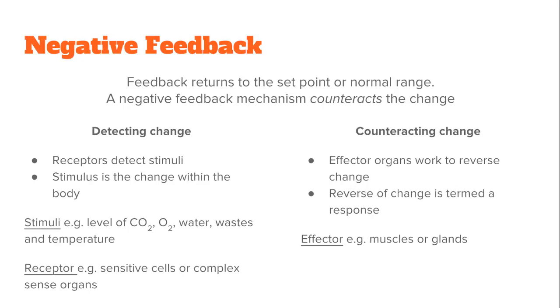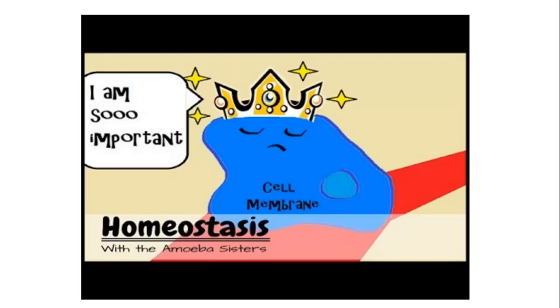Step 2 is to counteract the change, in which we enlist the help of effector organs, and they work to reverse the change. And this change is termed the response. The effector organs are muscles or glands within our bodies that help bring us back to our normal range.